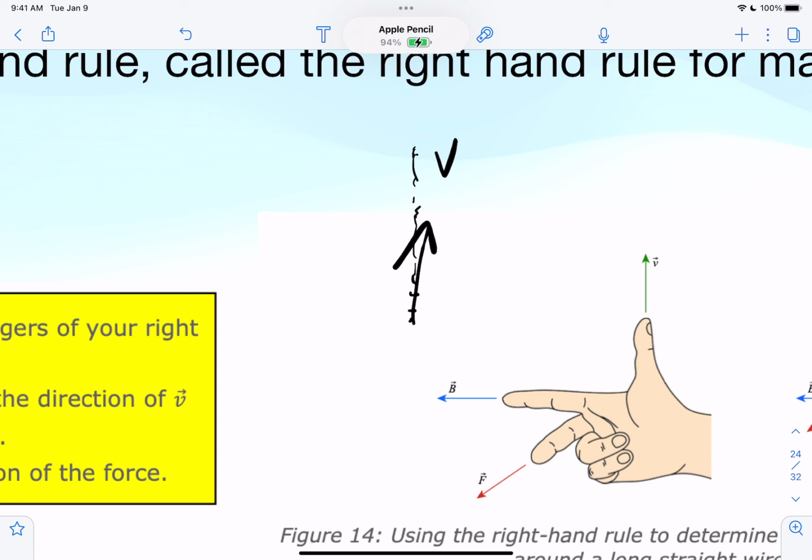If you try now to think about, okay, what if the magnetic field is pointing towards me, right? What if the magnetic field is pointing towards me, but my particle's still moving upwards? Then what direction does my magnetic force point in now? To the right. Exactly. Right?